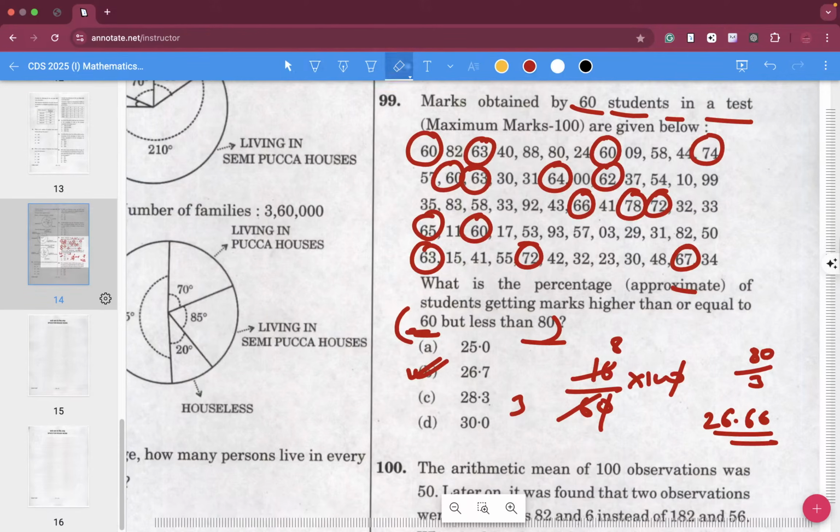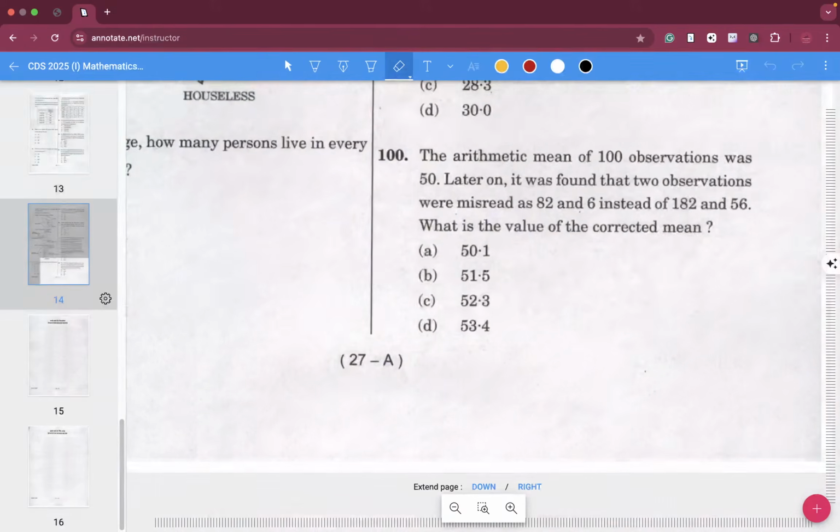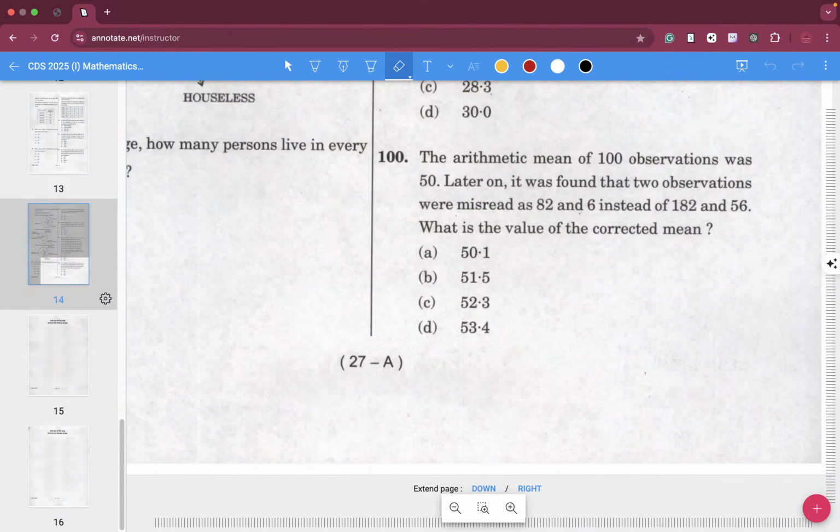So we'll move to the last question over here. Last and final question for this one. Yeah, so the last question over here.